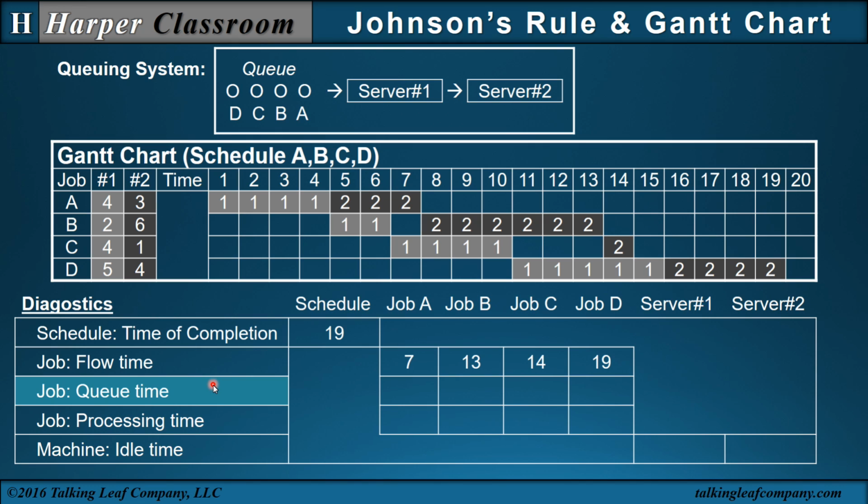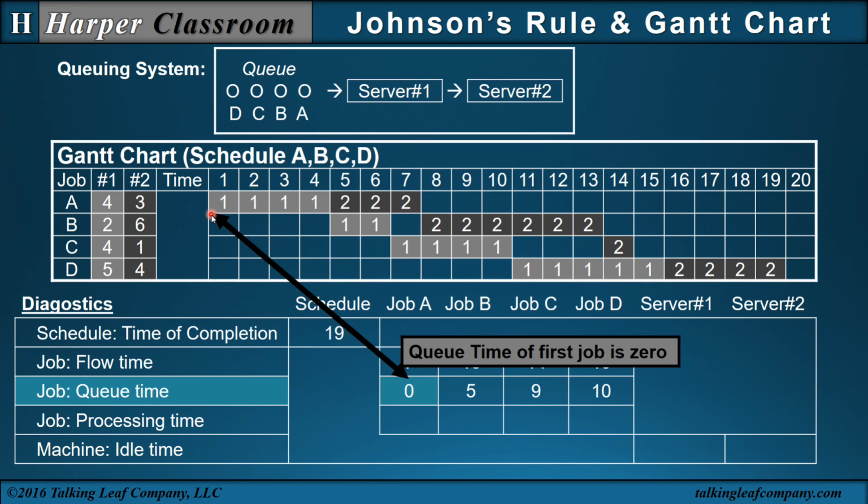The queue time. That's how long a job waits in a queue in front of the first server and in a queue in front of the second server. The queue time of the first job is always 0 in a schedule.